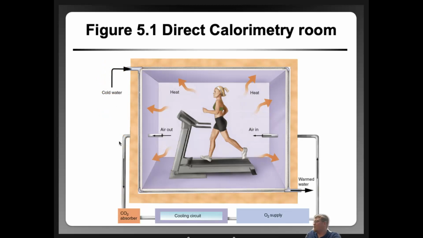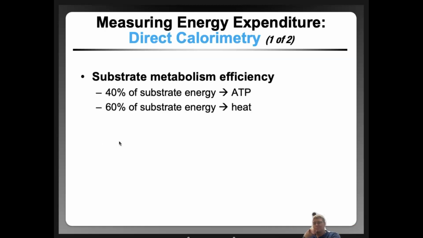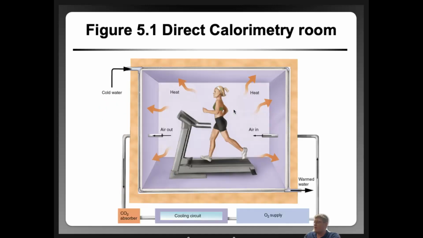That's where all these terms come from when they say how many calories you burn. Somebody's actually done the work. We haven't done it. We're not going to do it because it's really not practical. So they have figured out using this method that of the substrates you're using, 40% of that substrate energy is going to go to ATP, and 60% of it's going to go out as heat. So that's what they would be measuring in this room.